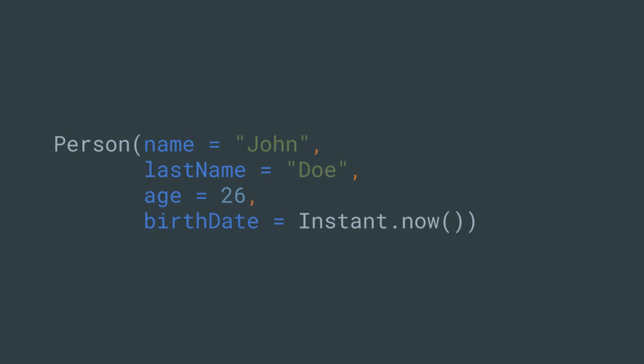Kotlin gives you named arguments by default. The names of the arguments that you give in your methods are exported like this. You can mix both ways, using indexed arguments and named arguments.